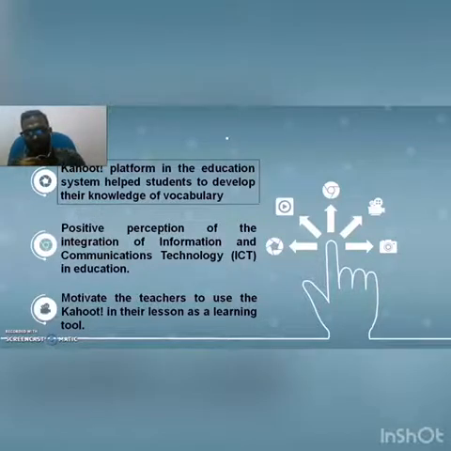Next, positive perception of the integration of information and communication technology in education. First of all, some teachers thought ICT was a burden for them. After they saw the result, they asked me how to use Kahoot in the classroom. This means there is a positive perception among the teachers, and even the students. They already ask when we want to use Kahoot in the classroom. So this is a positive perception about the Kahoot platform.